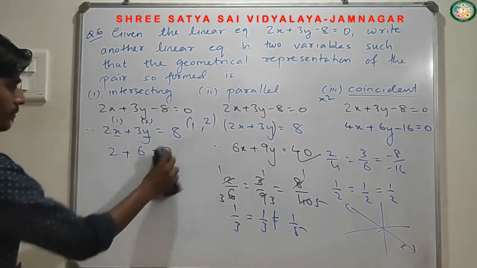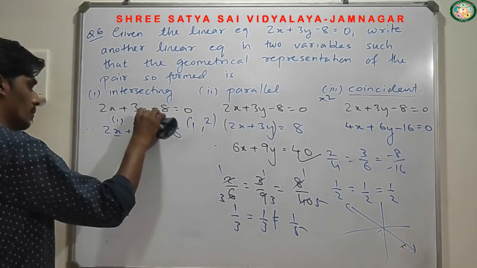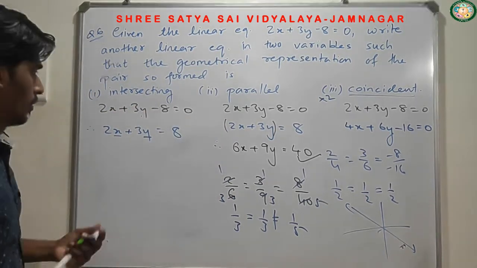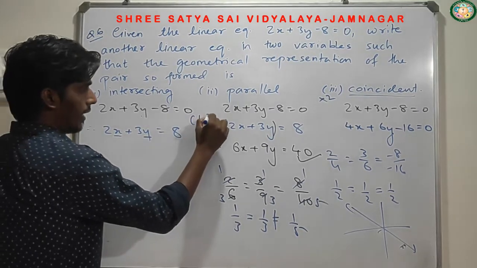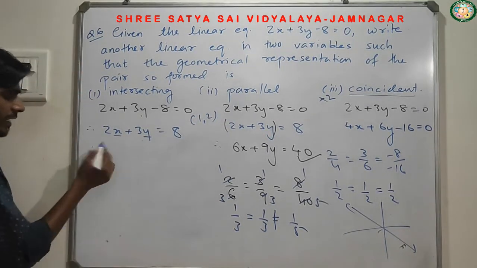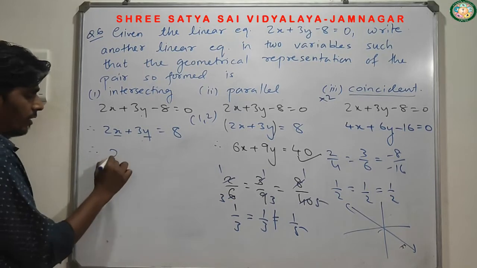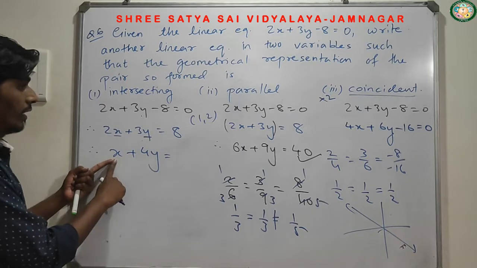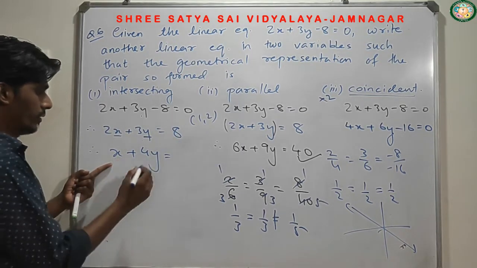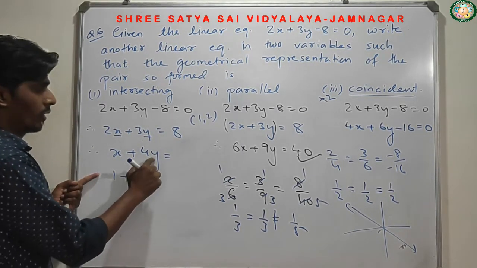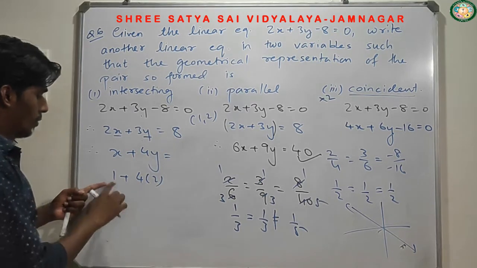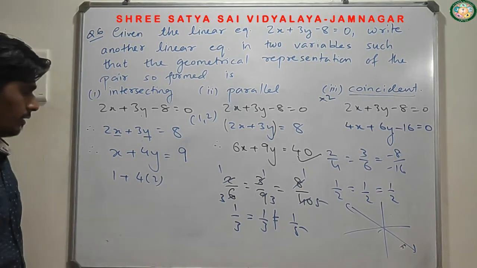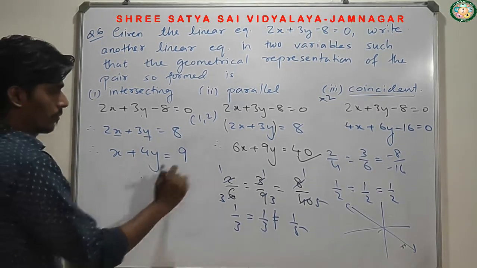Now we got the values 1 and 2. So write down any equation, random, you can write anything. Let me write down x plus 4y. Doesn't matter. Now what is the value of x here? 1. So it's 1 plus 4. What is the value of y? It's 2. So 4 2s are 8. 8 plus 1 is 9. So this is the required equation.